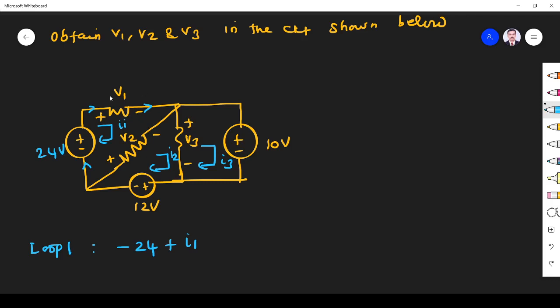They didn't give any R value. They gave the V1 value. So we write V1, right? Here then it is coming, it is entering through the positive terminal. So it is plus V1. Here then I1 is coming like this, so it enters through the negative terminal, so I put minus V2, so that is equal to 0.